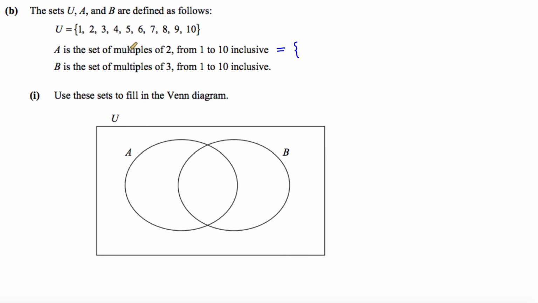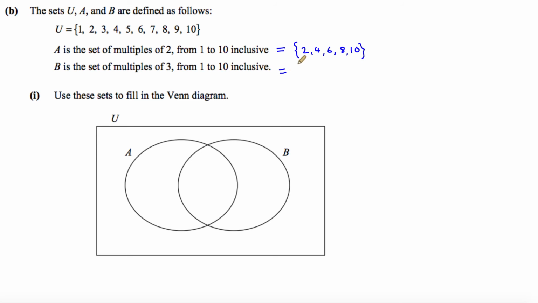So the set of multiples of 2, well, multiples of 2 would be 2 times 1, which is 2, 2 times 2, which is 4, 2 times 3, which is 6, 2 times 4, which is 8, and 2 times 5, which is 10. So they're the multiples of 2 between 1 and 10 inclusive. Inclusive means you can count 1 or 10. So 10 here does count.